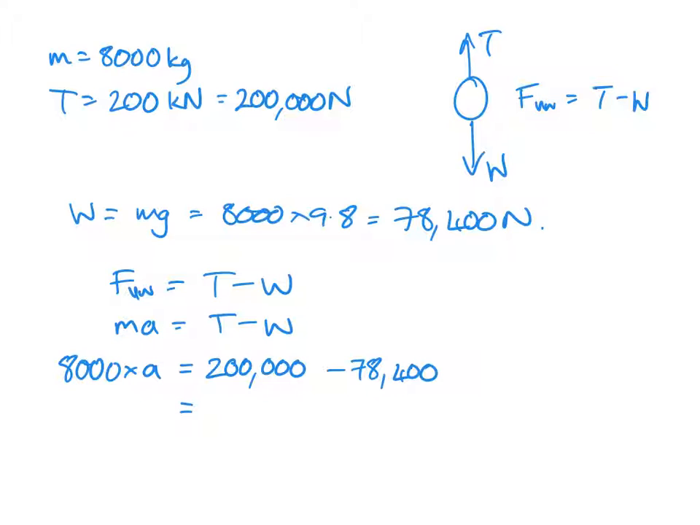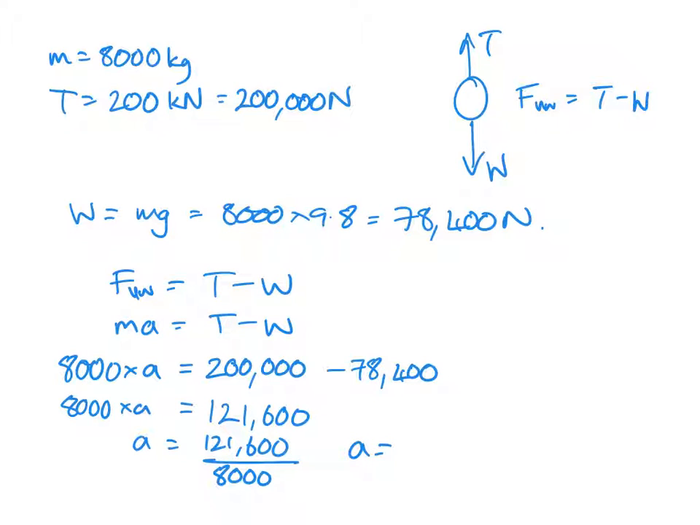So that side's going to be 121,600. So a will equal 121,600 divided by 8,000. And we get the final answer. It's 15.2 metres per second squared.